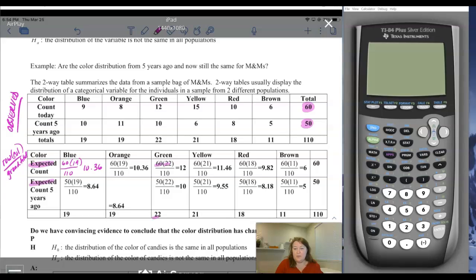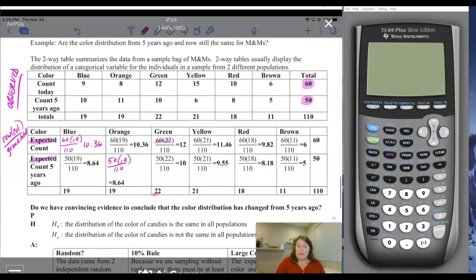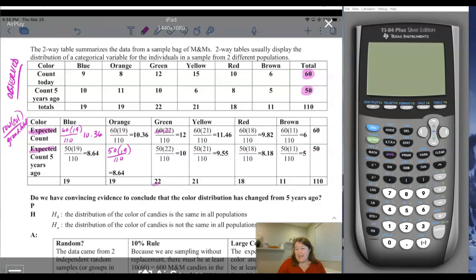Okay, I left another one open just so that we could show and practice this one as well. So our row total for this one is 50, our column total is 19, all over 110, right? And that should give us the 8.64 again. So now I have all my expected counts listed here as well. So when I write it up, I can say, just go look at the expected count table.